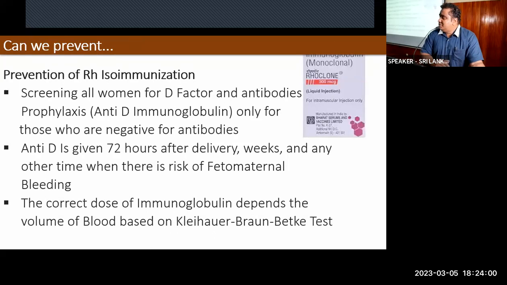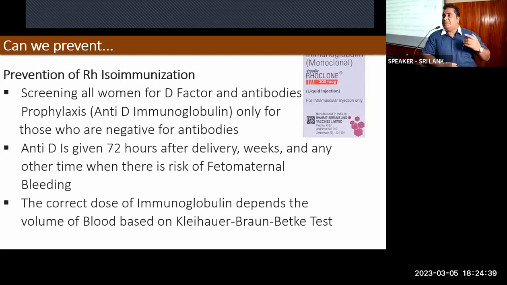So my discussion is mainly going to be based on prevention, because I'll come to that. What we currently do is screening for all women with D factor and antibodies, and then prophylaxis, anti-D immunoglobulin, only for those who have negative antibodies. There's no point in giving anti-D for a woman who is already sensitized. And this anti-D should be given within 72 hours after the exposure of a particular event or after the delivery.